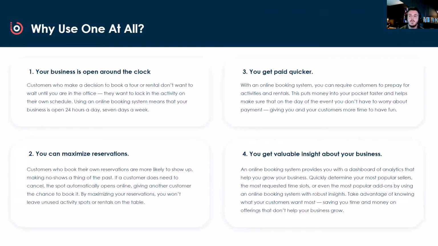The next one is why use it? Why would we bother using an online booking system? We talked about what some of those industries are doing currently, the growth that they've seen, but why you in particular? Well, you need your business to be open around the clock. Customers who make a decision to book a tour rental, they don't want to wait until you're in the office or that your phone lines are open. They want to lock in the activity on their own schedule, on their own time. Using an online booking system means that your business is open 24 hours a day, 7 days a week.